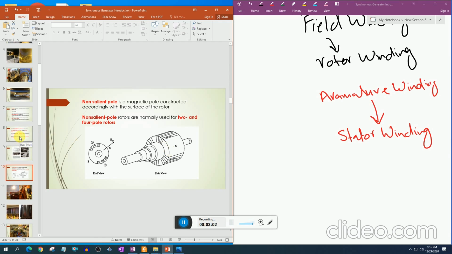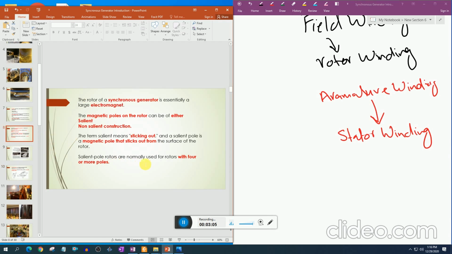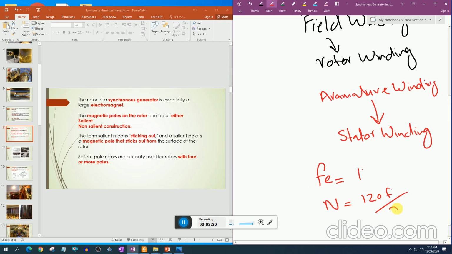But the salient pole rotors are normally used in hydro power plants and hydro synchronous generators, because the RPM is very small, so a high number of poles is required to match the frequency. As we know the formula of frequency, N is equal to 120 F/P. So to make this frequency, these poles are adjusted according to this speed.